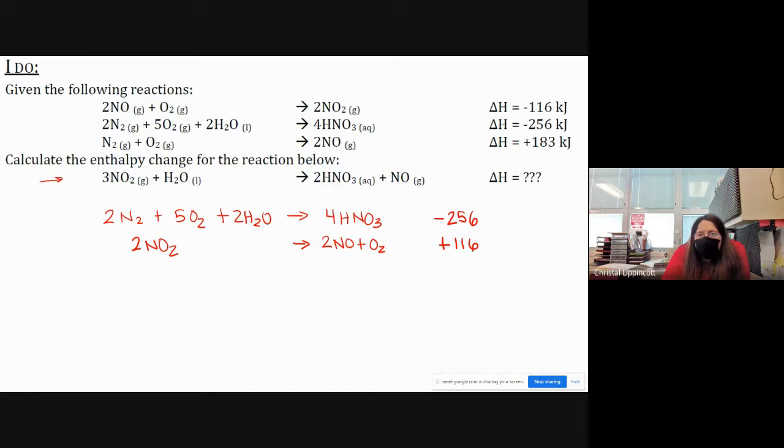And the last one says the same thing. No, it flips. So this guy, what do I need to do with him? The N2s are going to have to cancel. So I'm going to have to flip him around because I don't want any N2s anywhere. You already flipped the one with the O2s.